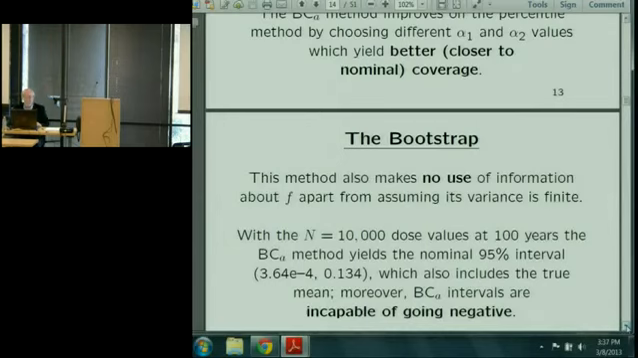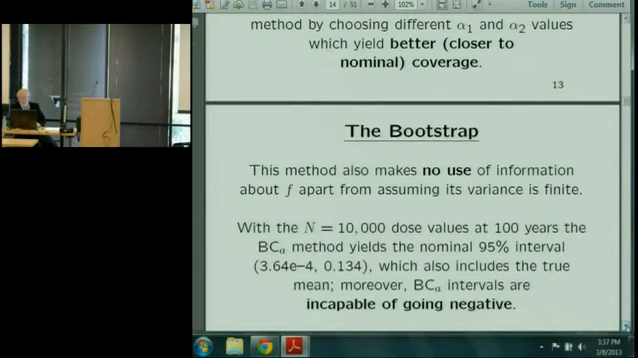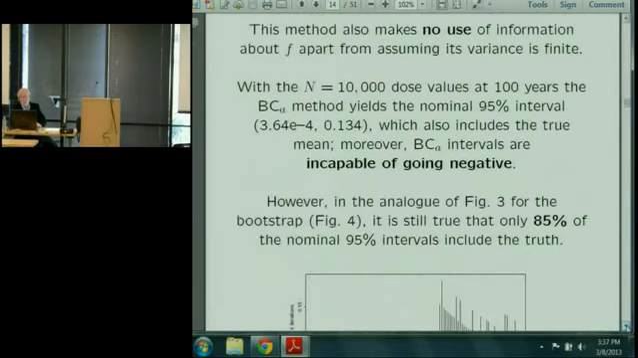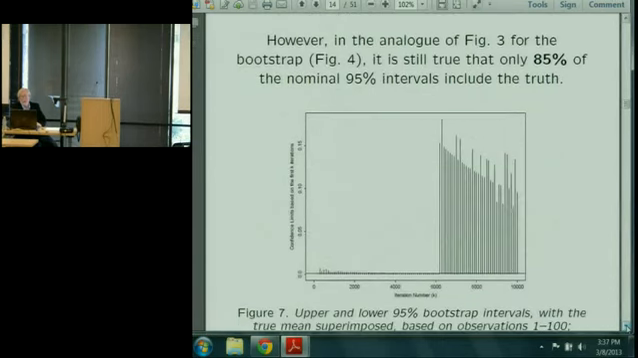Now, with the actual raw data set, the BCA method yields an interval that runs from about 3 times 10 to the minus 4th up to 0.13. That does include the true mean, and it does also have a nice property. This is how the bootstrap produces answers that are better than the central limit theorem. The BCA intervals can never go negative because they're always sampling from the data, and the data is always strictly positive or 0. So I made an analogous picture to figure 3, and I found that it's still true that only 85% of those nominal 95% intervals include the truth.